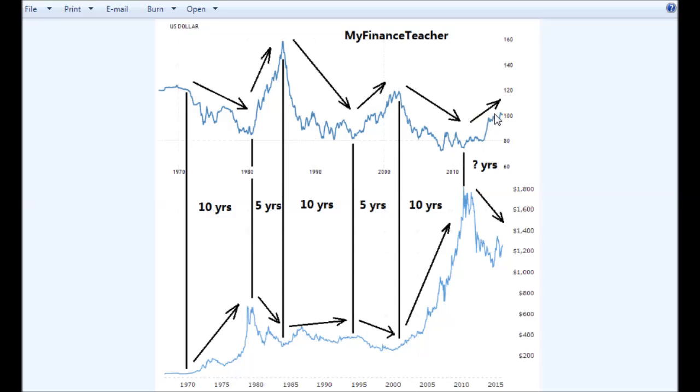And this recent growth of the dollar value since around 2011 has been going on for about 6 years already. So if this pattern with the dollar cycle continues, we might reach the top in the dollar index relatively soon. It could be a year, it could be 2 years, but it might come relatively soon. Now, what does it tell us about gold?